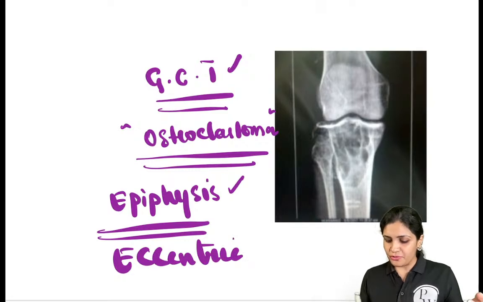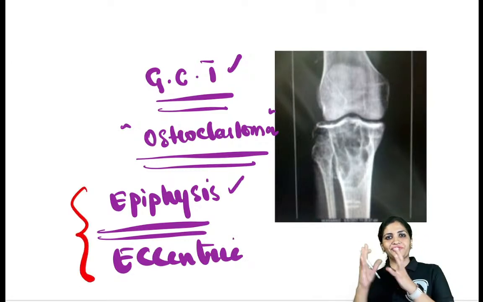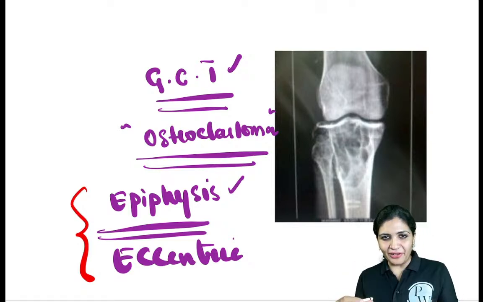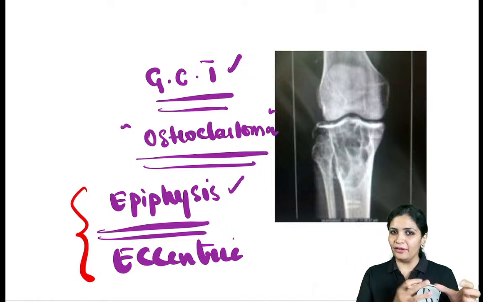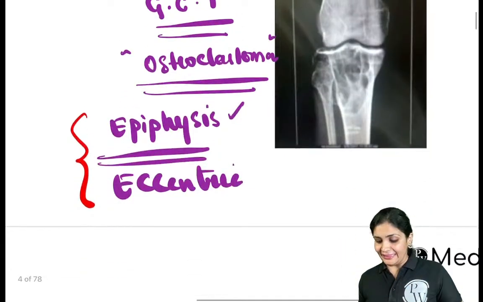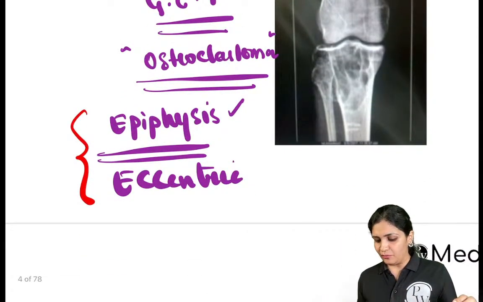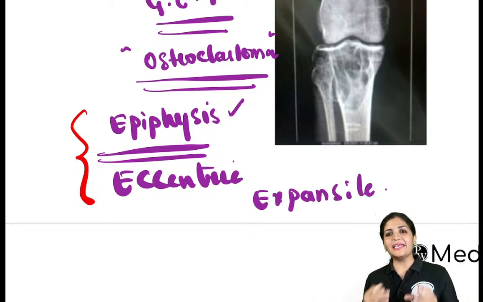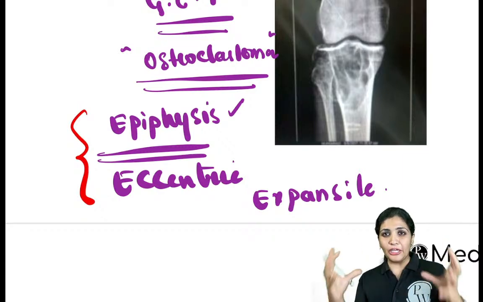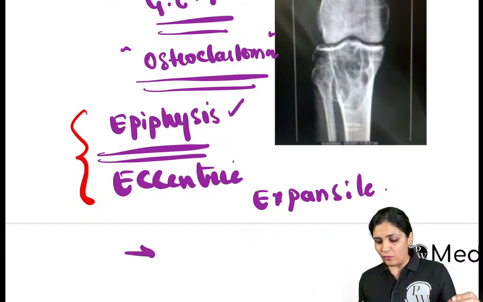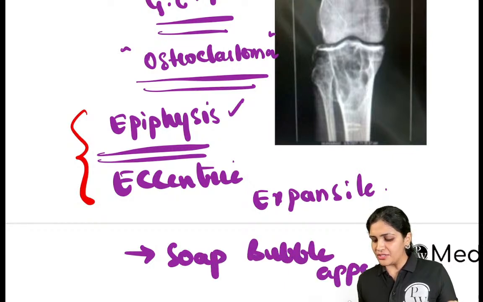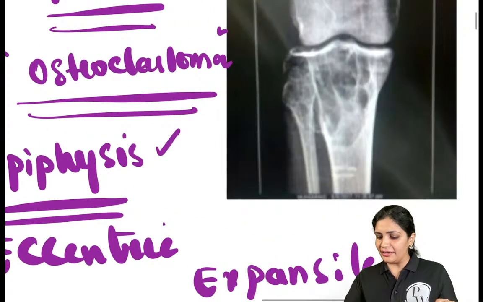So these two are supposed to be the most important features of the GCT or the osteoclastoma, where you see this in the epiphysis, and it is to one corner, which is called eccentric, right? And then one more important thing which you have to remember is expansile. Like it is huge, and the appearance of this is called the soap bubble appearance, where you see these important cavities, right?